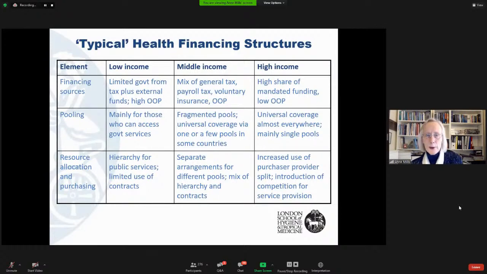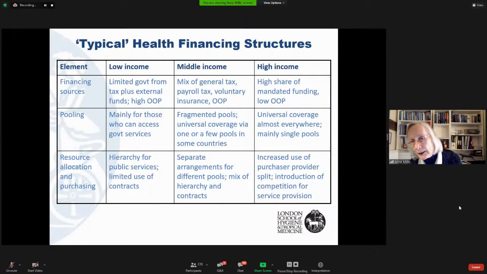Pooling is mainly for those who can access government services, those provided by a Ministry of Health. And there tends to be a hierarchical management for public services with very limited use of contracts. In middle-income countries like yours, you tend to have quite a complicated mix of general tax subsidies, payroll tax, voluntary insurance, out-of-pocket, pools that are often fragmented, though a number of countries have made significant progress towards universal coverage via merging pools. And then there tend to be separate arrangements for the different pools in terms of purchasing and a mix of hierarchy and contracts.